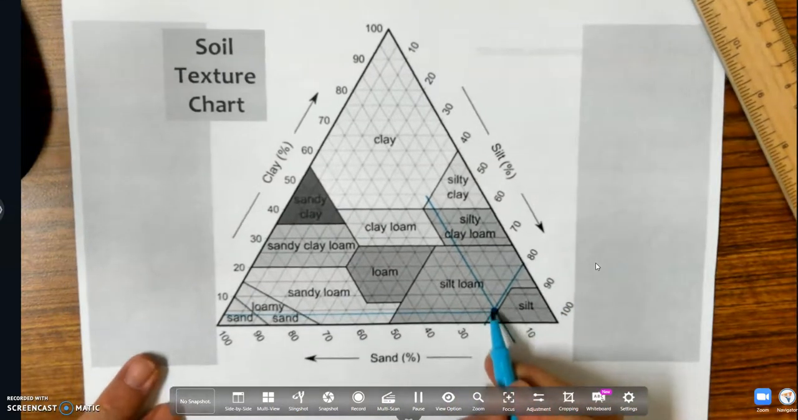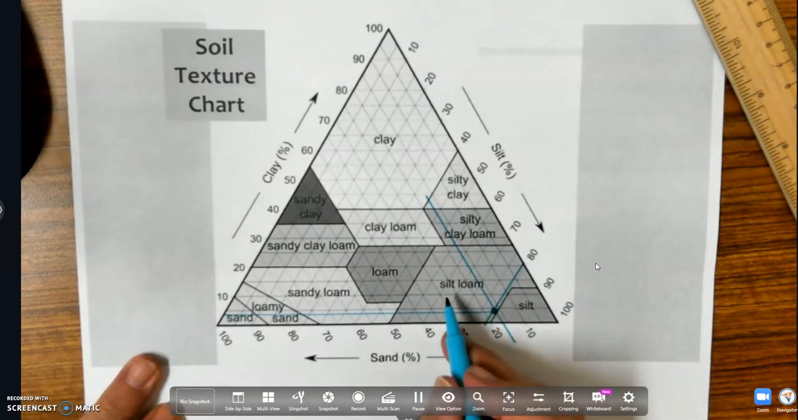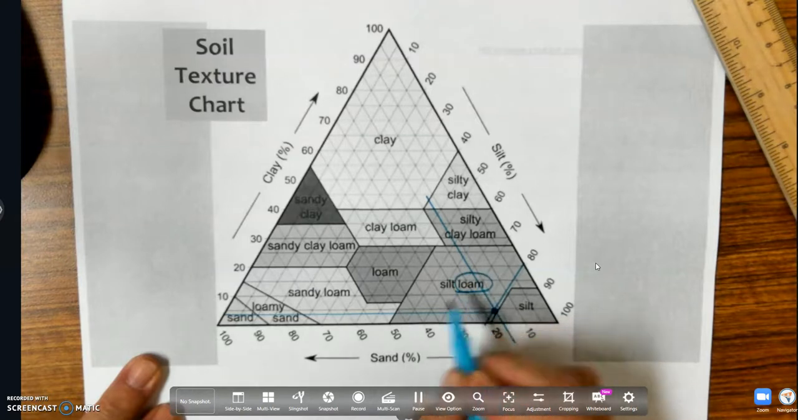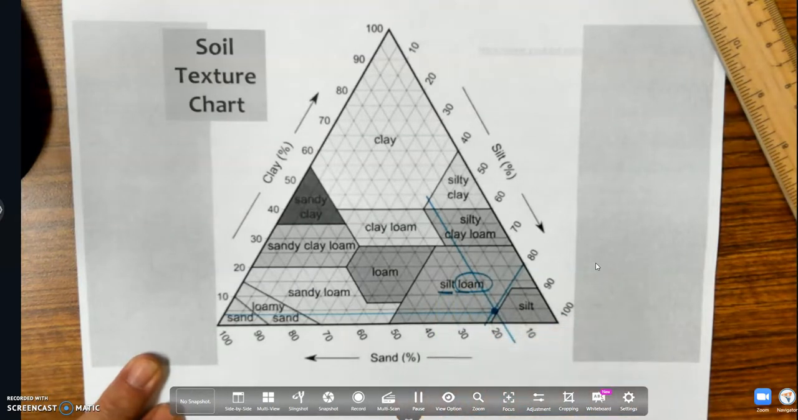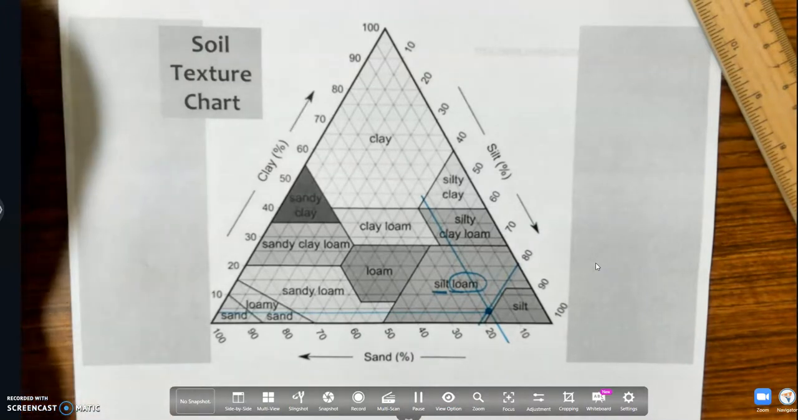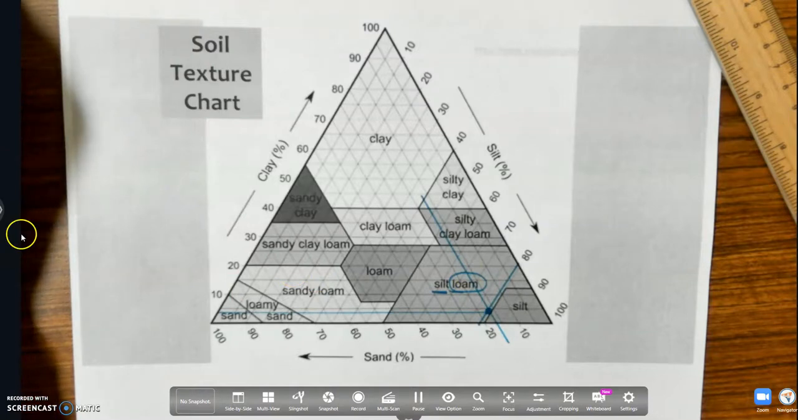So once you find out where they meet, you say, okay, I have a silt loam. It is a loam, which is good, and it's heavy on the silt. And so by using a graduated cylinder and some very simple calculations, I have determined that the soil in the Tiger Prairie is a silty loam.